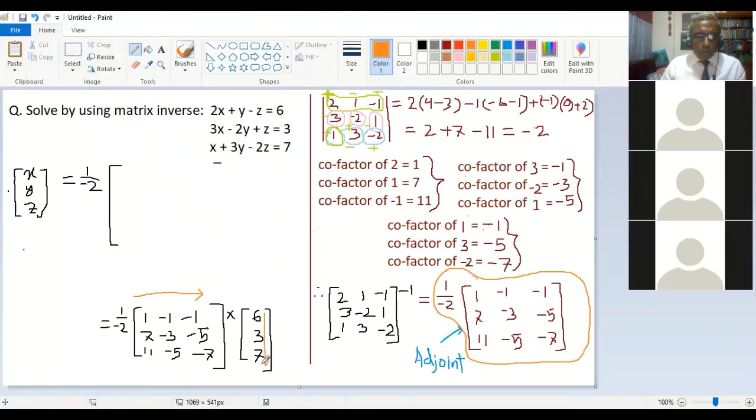So it will be 1 into 6, -1 into 3, -1 into 7. So what will be the answer? Directly I am writing the answer. 6 minus 3 minus 7, which is -4. Is it okay? Yes, sir. This is the -4.